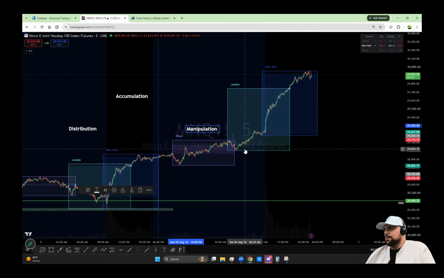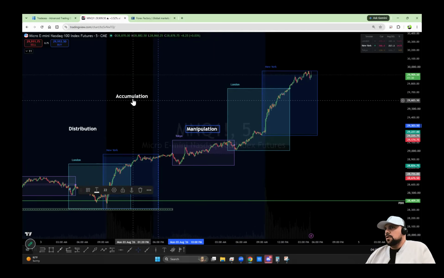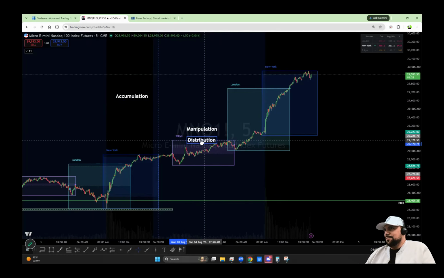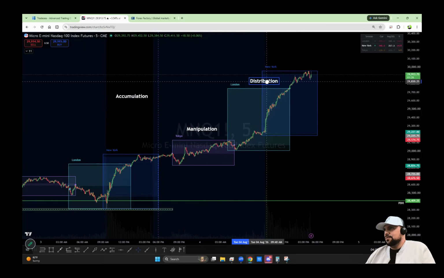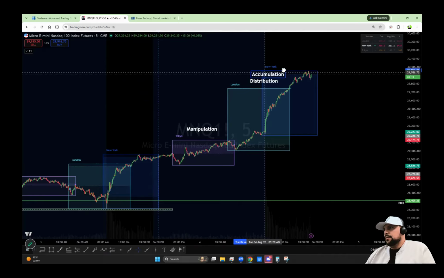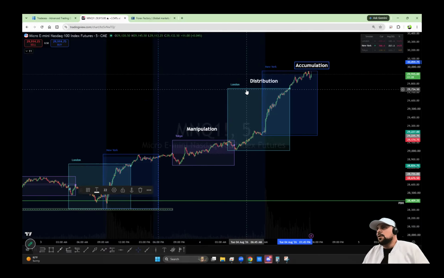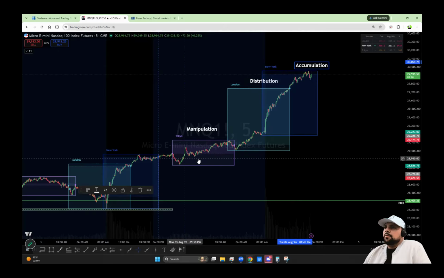London created distribution for the rest of the day, and then everything got just taken off. So we definitely got the manipulation and then we definitely got distribution, but the distribution continued all through London. Here we got still distribution, or New York still manipulated a little bit, but then at the end of the day ended up accumulating, which was kind of the idea, right? So that's your recap of what happened today.